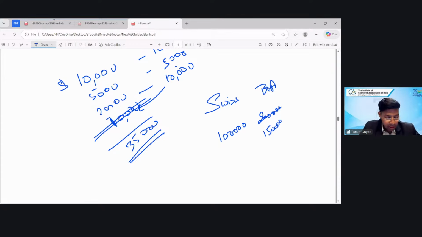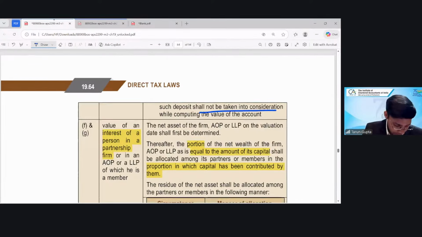So it's not necessary that the amount withdrawn from the account has to be deposited in the same account. If it's withdrawn from one account and deposited into another account, then also while computing the value of the other account where it has been deposited, you will ignore such deposit. You understand? Yes, sir, we understand.